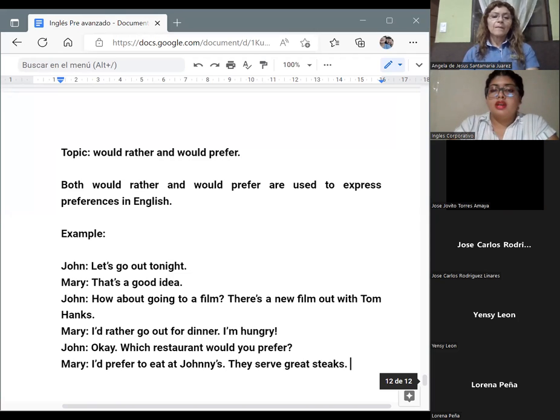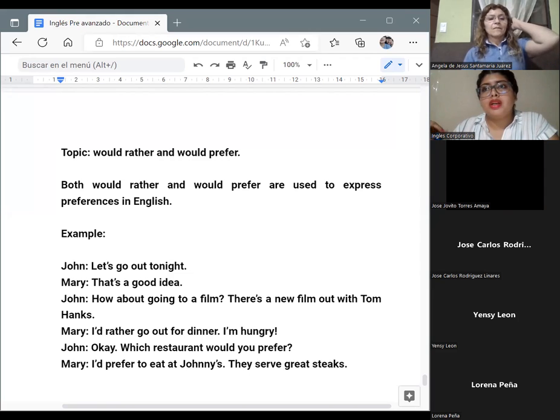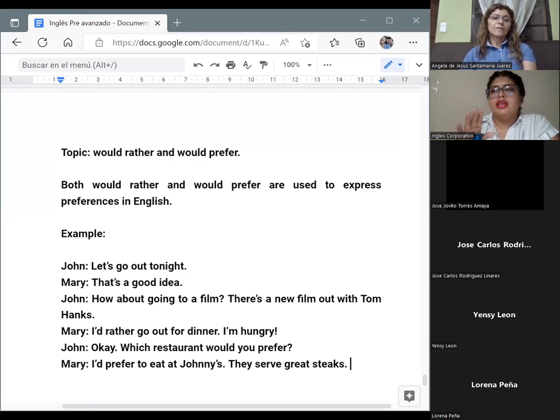So when we have different options, we are going to use those expressions. You can see in the first one, when we are making plans, we are going to use I would rather and the thing that we decide to do, because you are not doing the same thing as the first person who is talking. And in the other, when you have different options and you need to choose the best option for you, you are going to use which, the question for the options, and would you prefer, a preference among the things that you are doing.